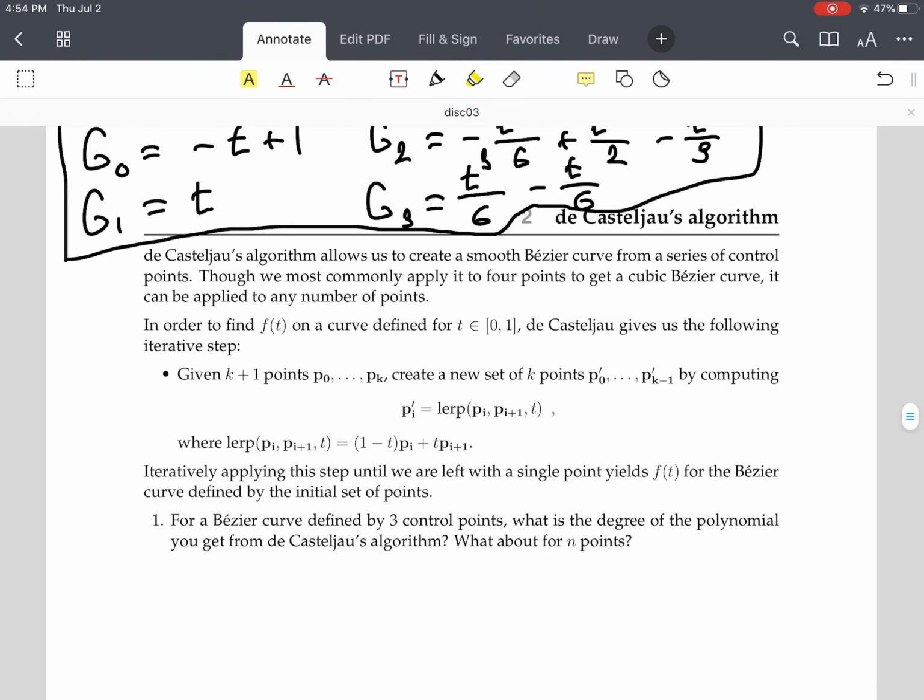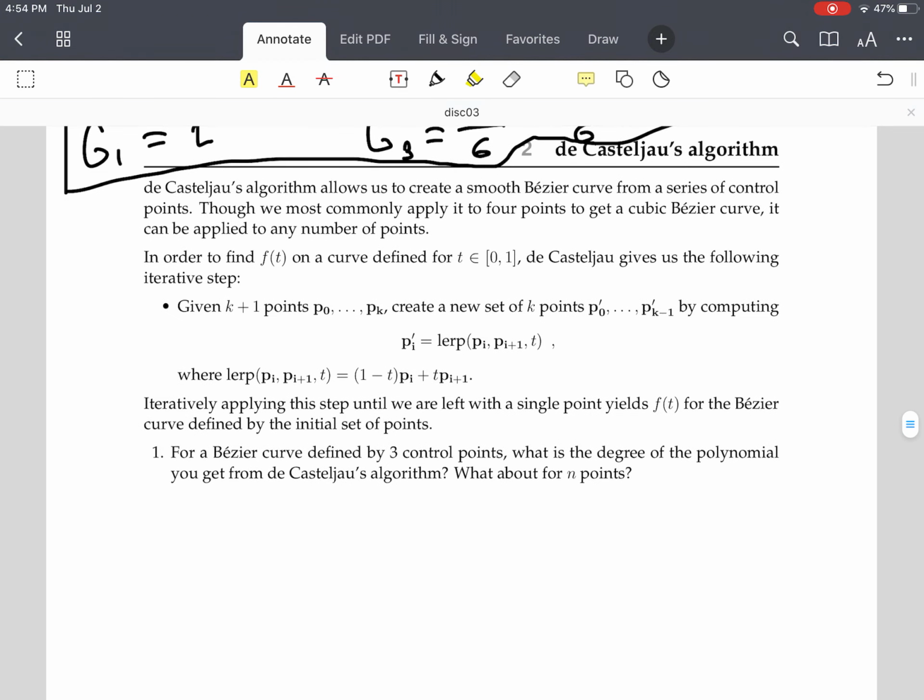So now we're going to talk about, I don't even really know how to say it, algorithm. And what this algorithm allows us to do is create a smooth Bezier curve from a series of control points. So essentially, we give it points, and then it creates us a nice smooth curve between these. The central technique to this entire algorithm is LERP, or linear interpolation. And so here's a little brief introduction to LERP.